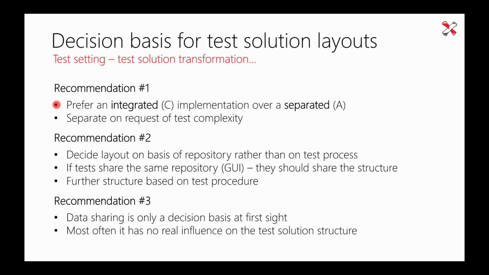So, making a rough structuring on a project basis, and then outlining the test complexity into the test suite itself. Separate only on request of test complexity. So try to go from C to B to A, and not the other way around.